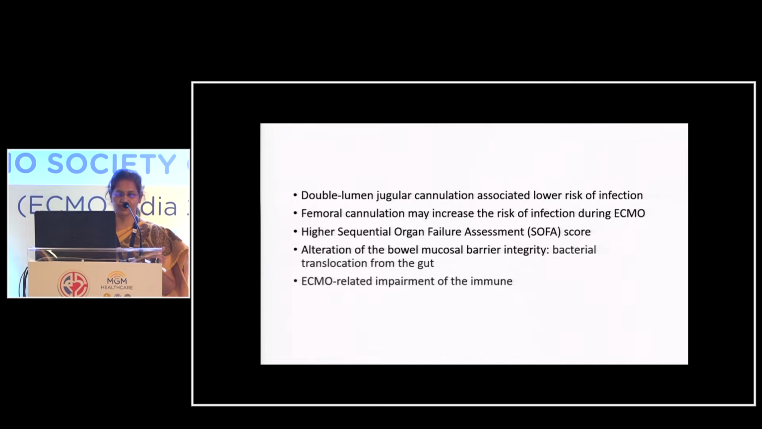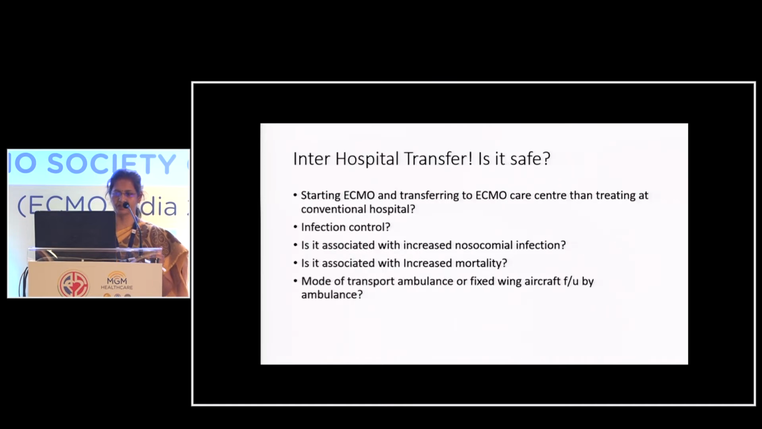The higher the SOFA score, the higher the infection rate, and also the alteration of bowel mucosal barrier integrity, where bacteria translocate from the gut into the bloodstream, leads to bloodstream infection. ECMO-related impairment of immunity also increases the rate of infection.